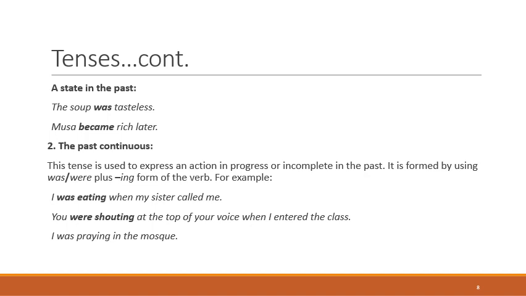The past continuous. This tense is used to express an action in progress or incomplete in the past. It is formed by using was and were plus the ing participle form of the verb. For example, I was eating when my sister called me. You were shouting at the top of your voice when I entered the class. I was praying in the mosque. That is, this is to report something that was in progress at a particular point in the past. That is to express a continuation of an action in the past. Or we use past continuous tense to express this kind of thing.